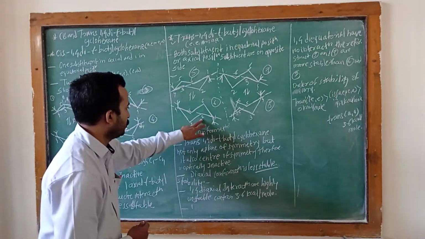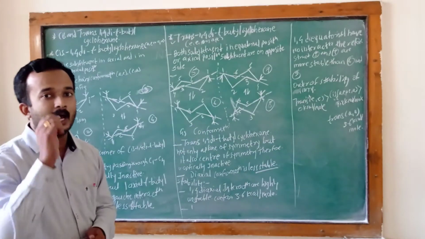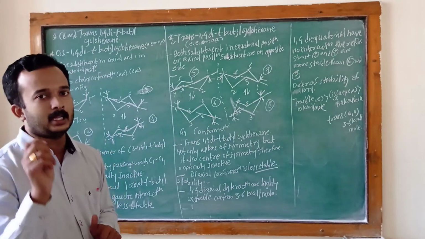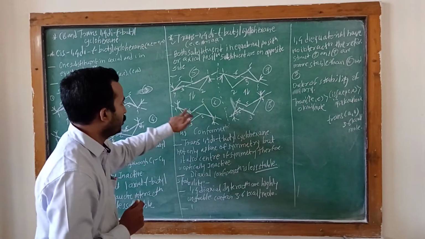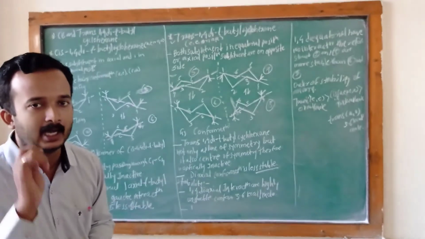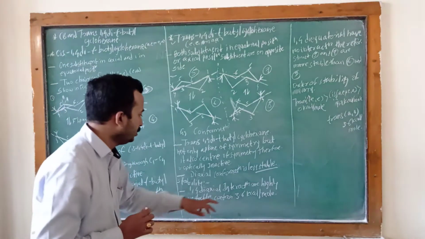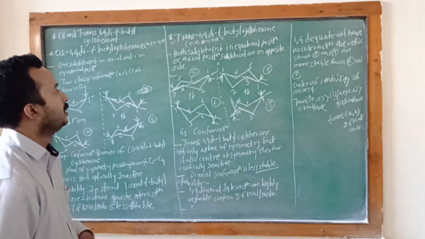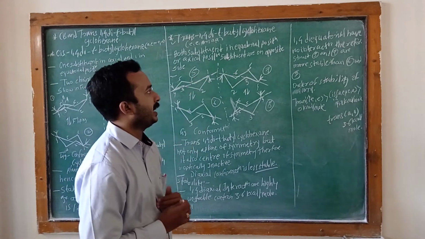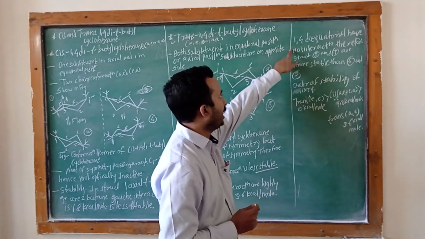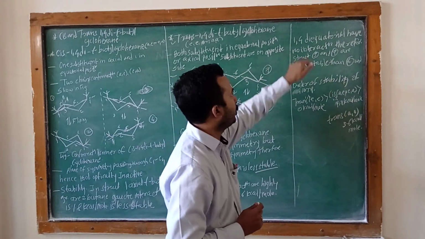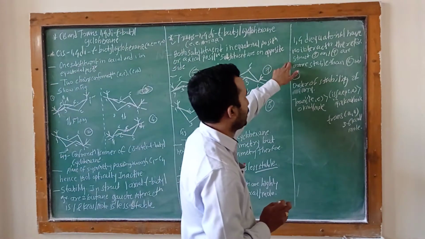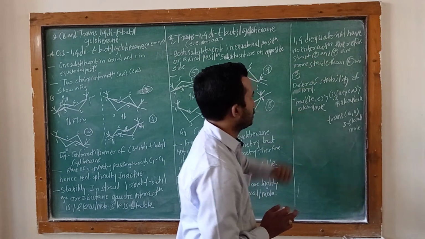Okay, next is the stability of trans 1,4 ditertiary butyl cyclohexane. Okay, therefore the 1,4 diaxial interactions are highly unstable, and they contain 3.6 kilocalories per mole of energy.